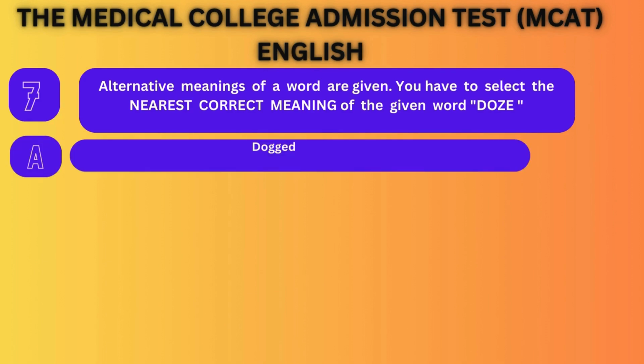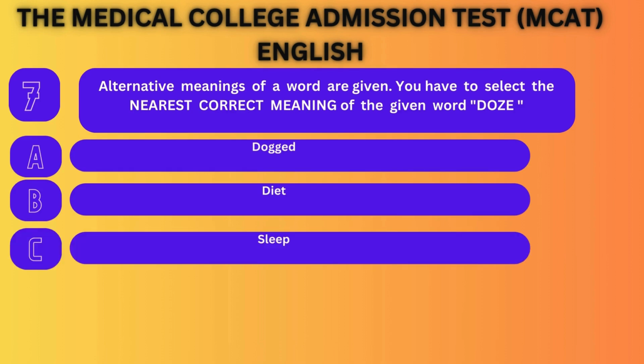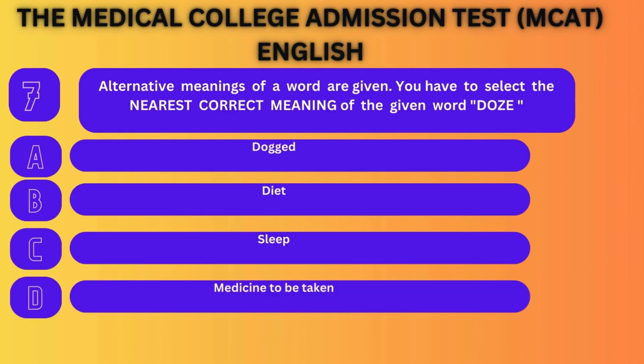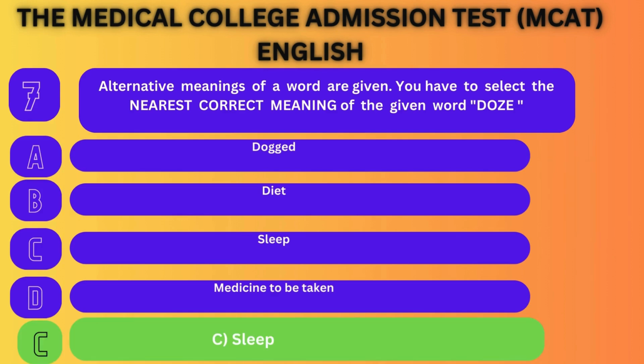Question number 7. Doze. Option A, dogged. Option B, diet. Option C, sleep. Option D, medicine to be taken. Correct answer is C.